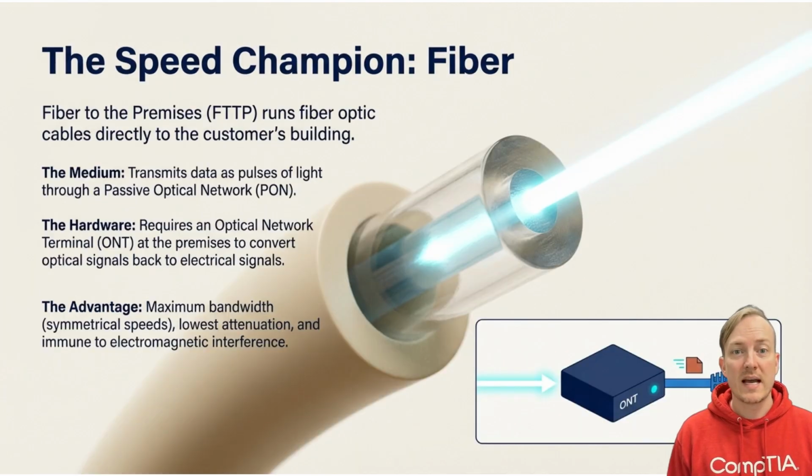The undisputed king of the WAN is fiber. Fiber optics transmit data using pulses of light rather than electrical signals. It terminates at your building using an optical network terminal, or ONT, and often utilizes passive optical network, PON, architecture. Fiber provides the absolute maximum speed and reliability available today.